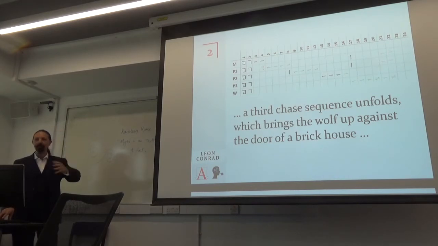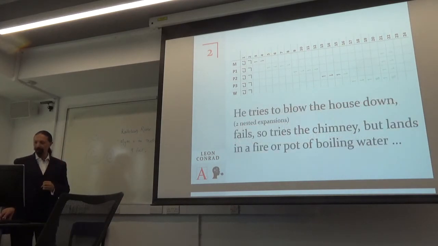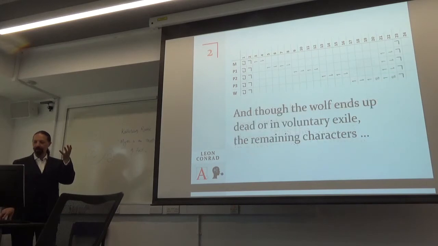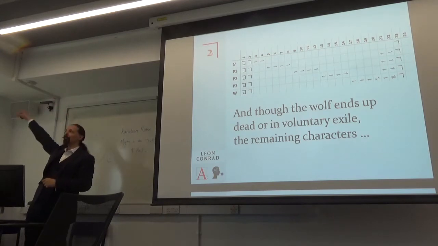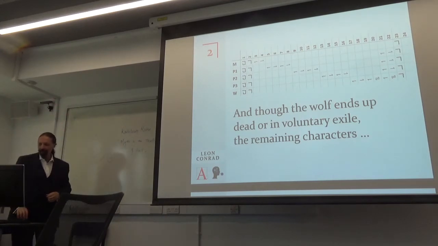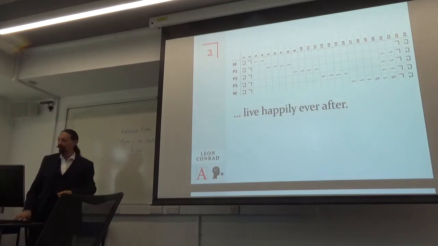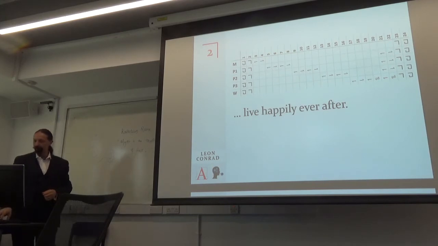Very often these things loop in a try again structure. The wolf comes up against the door of the brick house, tries to blow the house down, fails, so he tries the chimney, lands in a fiery pot of boiling water, and the wolf ends up dead or in involuntary exile. Sometimes his bottom's burnt and he leaps up through the chimney and runs away and is never heard of. Again, the remaining characters live happily ever after. And that's how it works.